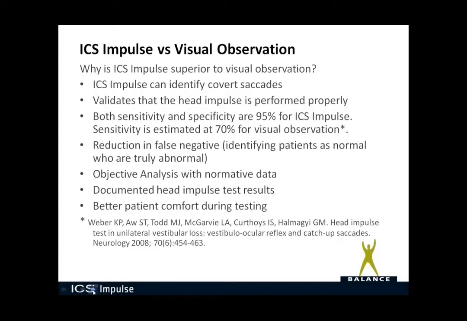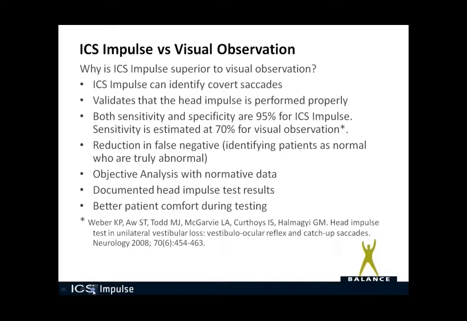Why is ICS Impulse superior to visual observation? Well, ICS Impulse can identify covert catch-up saccades. It validates that the head impulse is performed properly. Both sensitivity and specificity are 95% for ICS Impulse, and sensitivity is estimated at 70% for visual observation.